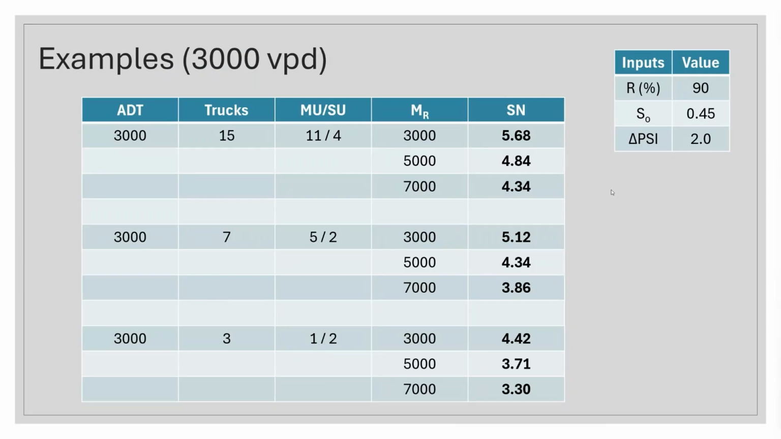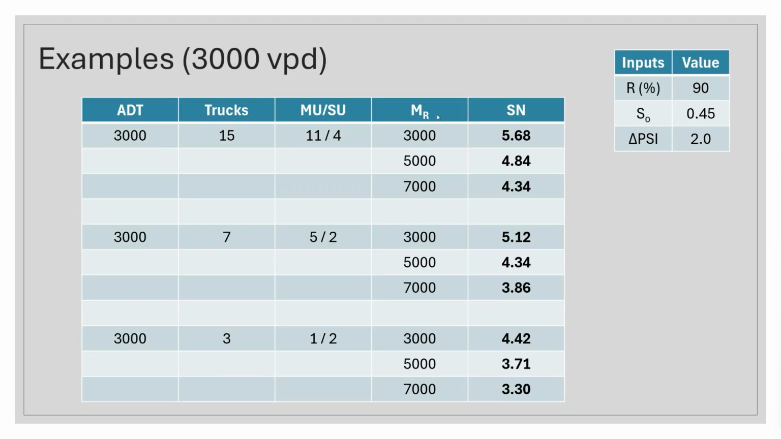So what I've done next is taken a number of examples with different traffic levels, different truck percentages, different breakdowns on multi-unit, single-unit trucks, different soil resilient modulus values, and just to give you a concept of what is the structural number that you get from those combinations of factors. So starting out over here, I've got 3,000 for my traffic level, that's vehicles per day, 15% trucks, and that breakdown is 11 and 4%.